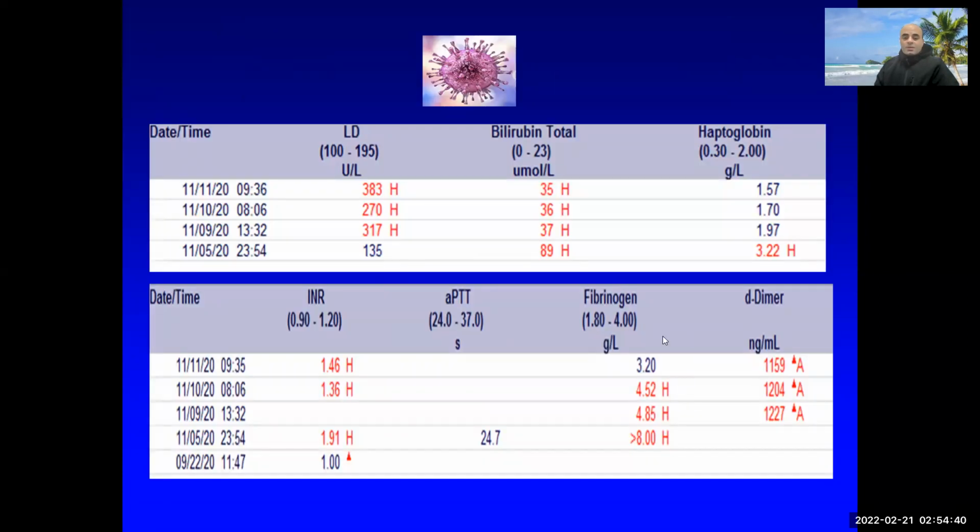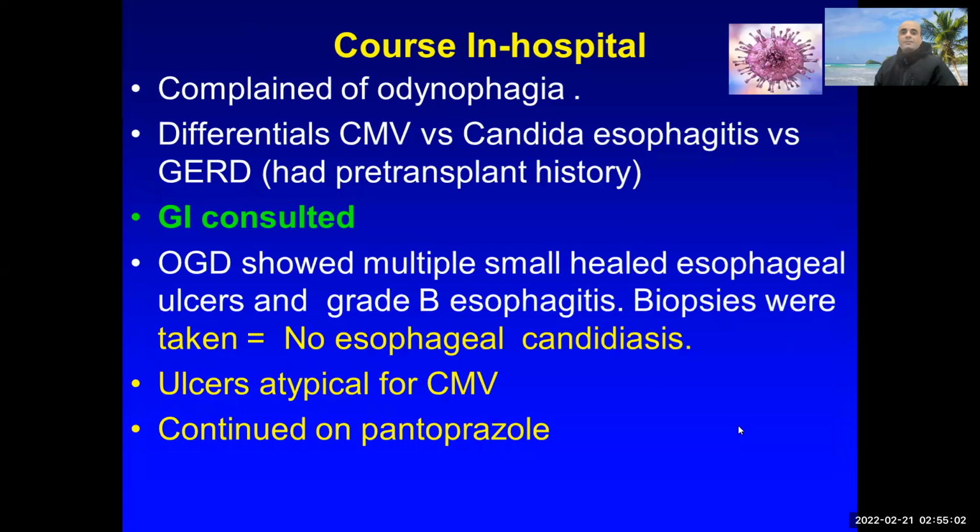Here is the LDH during the admission, the last one 300. Bilirubin is improving from 89 on admission to 35. Haptoglobin is high, not low, so not hemolysis. INR is normal. PTT is okay, fibrinogen is high, not low, and the D-dimer, whatever.